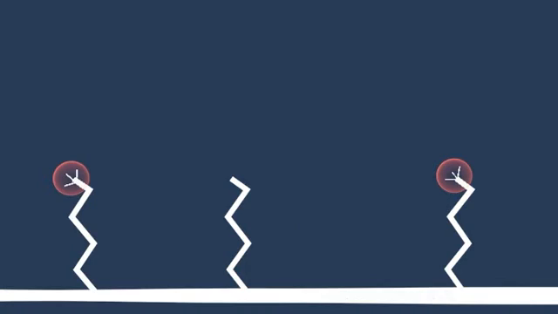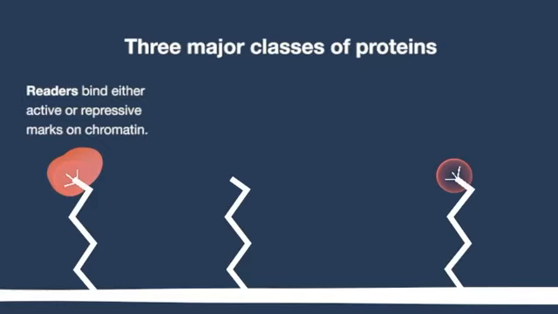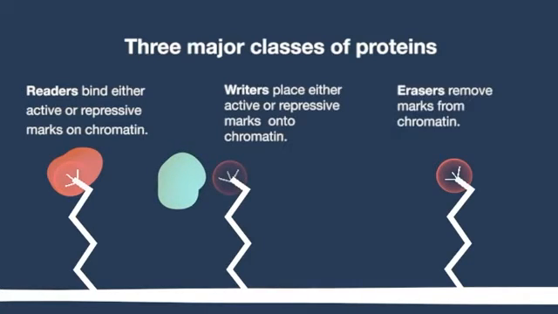Epigenetic regulation is established and maintained by 3 major classes of proteins, or enzymes, that play distinct but intertwined roles during this process. Readers bind either active or repressive marks on chromatin. Writers place either active or repressive marks onto chromatin. Erasers remove marks from chromatin.